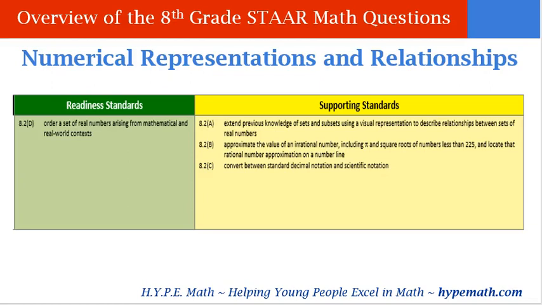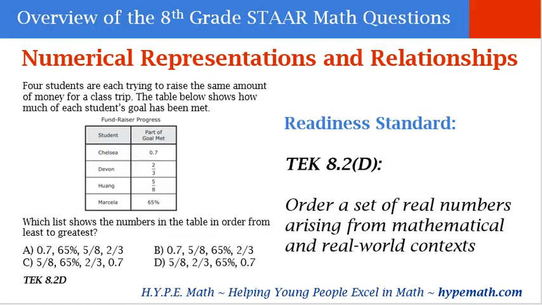Starting with numerical representations and relationships, we see that there is one readiness standard, 8.2D, and a few supporting standards. What we're going to do is look at some sample problems based on those TEKS. Starting with our readiness standard, 8.2D: order a set of real numbers arising from mathematical and real world context. If you look at the sample problem, this satisfies that TEK 8.2D.